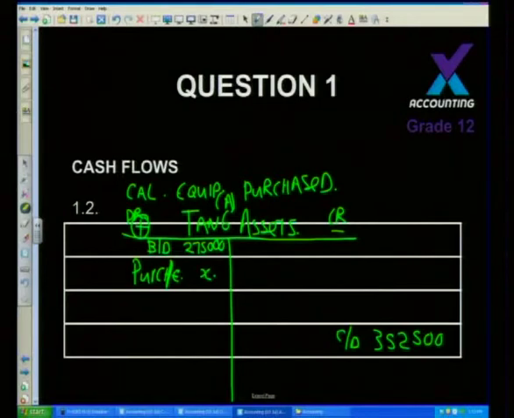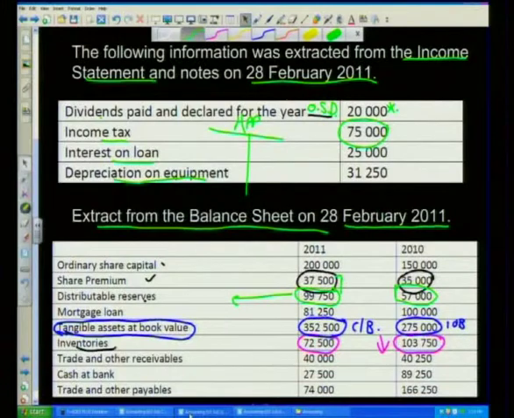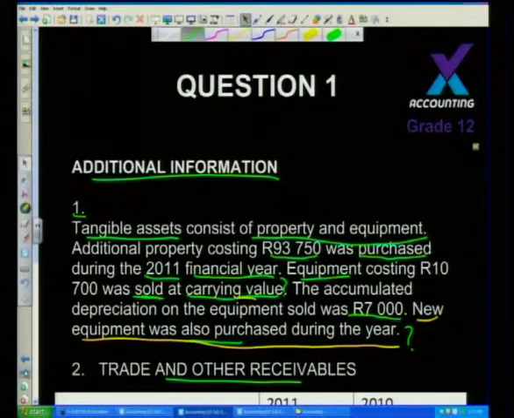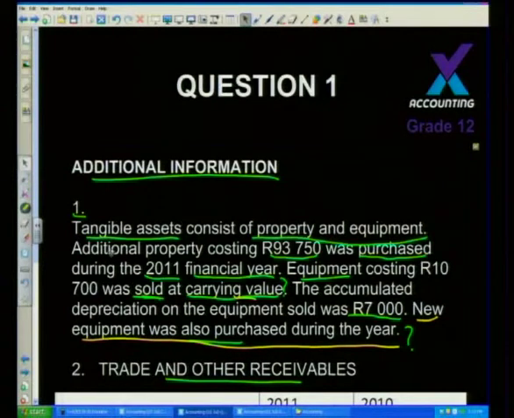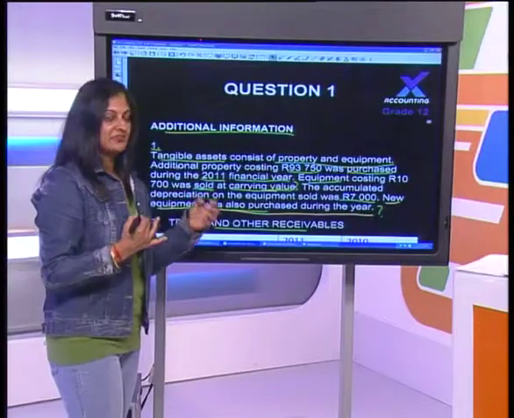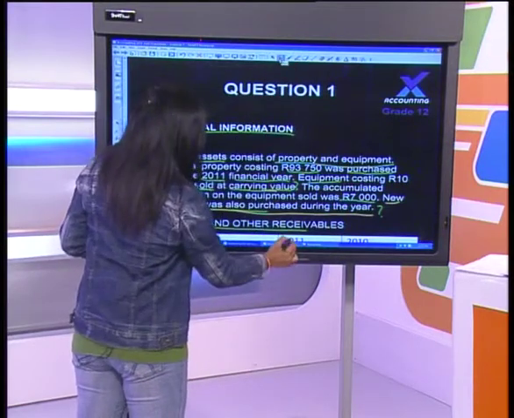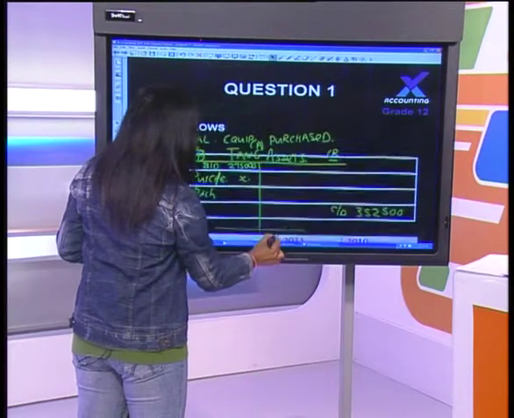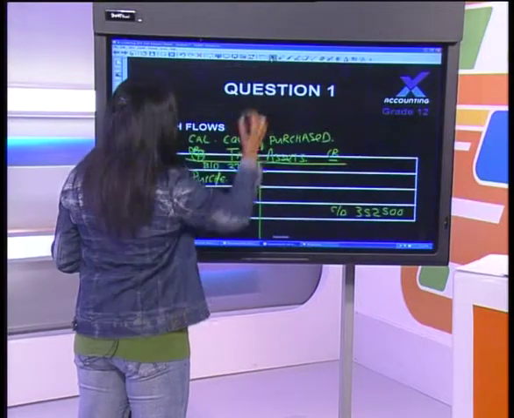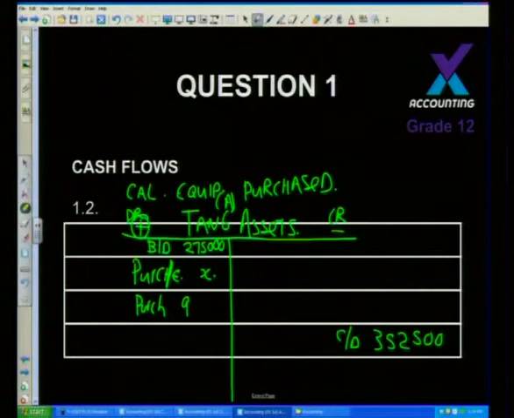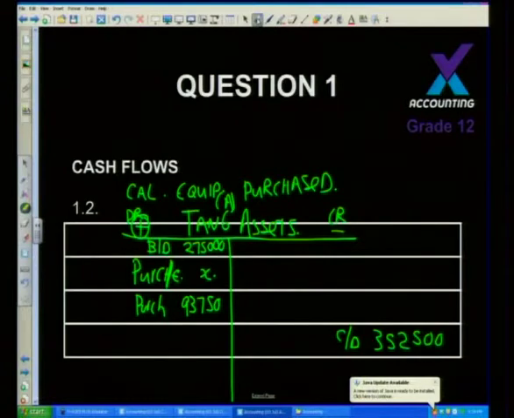Right, let's now go to our additional info and let's look at the purchase that we made of land and buildings. So back to the question, and we need additional info. So during the year, additional property consisting of 93,750 was purchased. Again, my tangible asset value would increase with this purchase. So let's take that amount through. 93,750.